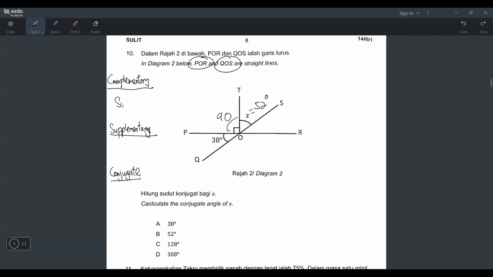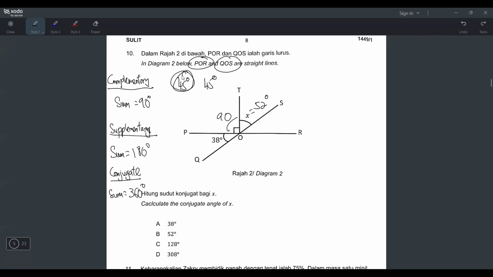Complementary means the sum of the angles will be 90 degrees. For supplementary, the sum will be 180. And for conjugate, the sum will be 360. So I'll give you an example. Let's say the angle is 45. And I'm asking you, what is the complementary angle of 45? Then you will tell me 45, because the complementary angle of 45 will be the angle that, after you add it with 45, gives you 90. So the answer is 45.